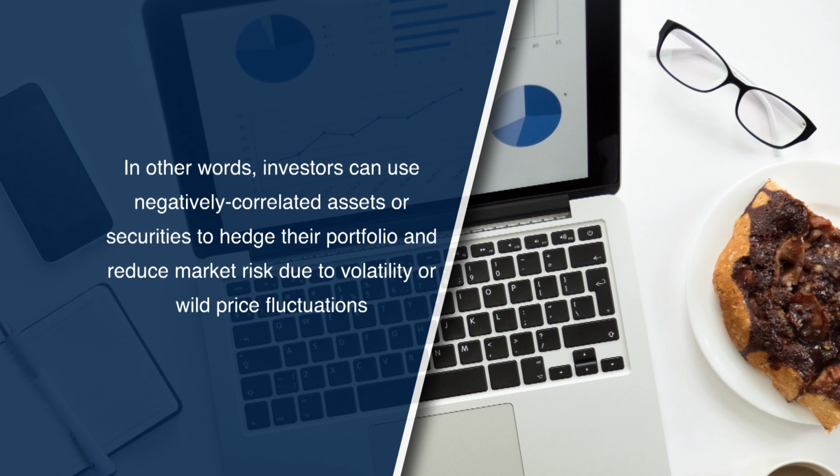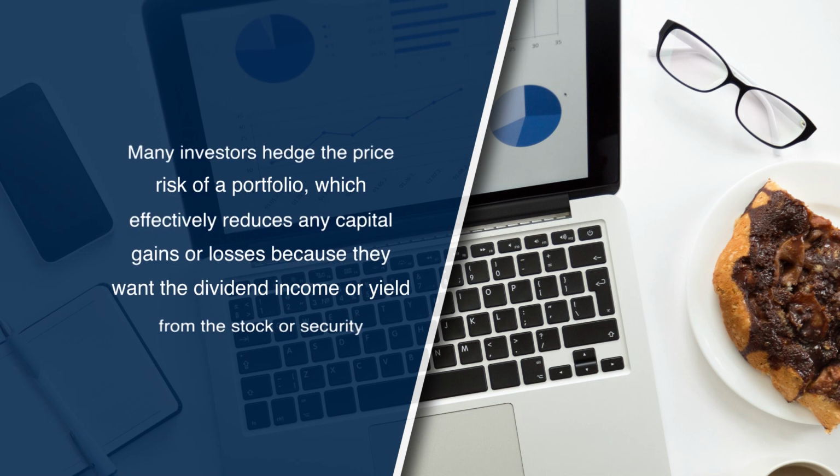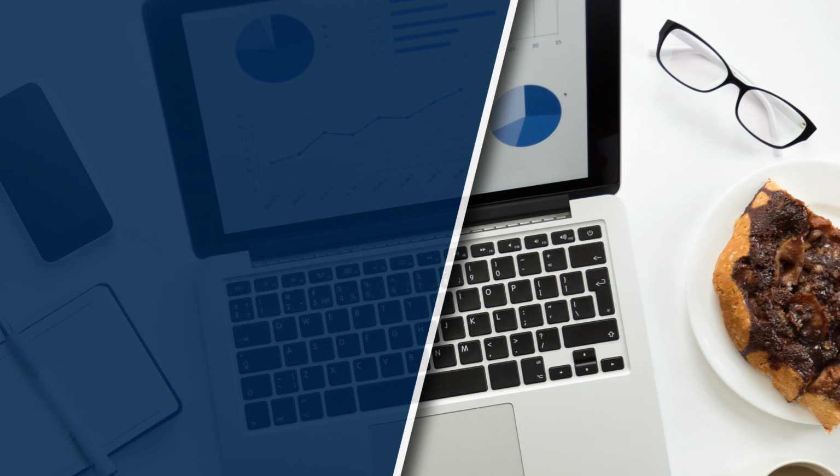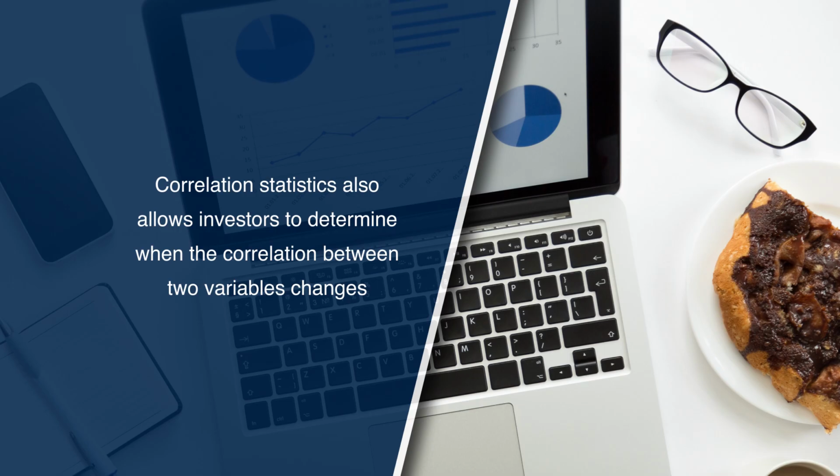So, this is the way things are going to be done, and many investors hedge the price risk of a portfolio, which effectively reduces any capital gains or losses, because they want the dividend income or yield from the stock or security. Correlation statistics also allow investors to determine when the correlation between two variables changes. This is a very important aspect, because when there is a change in the variables, correlation plays a very important role in understanding the impact.